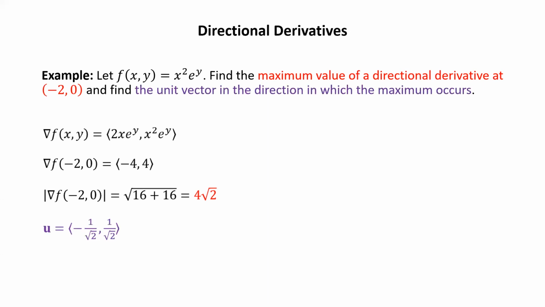A unit vector in this direction we get by normalizing the gradient of f. We can normalize the gradient of f by dividing the vector (-4, 4) by its length, which is 4 root 2, and that comes out to the vector (-1 over root 2, 1 over root 2). This vector is the unit vector in the direction in which the maximum occurs.